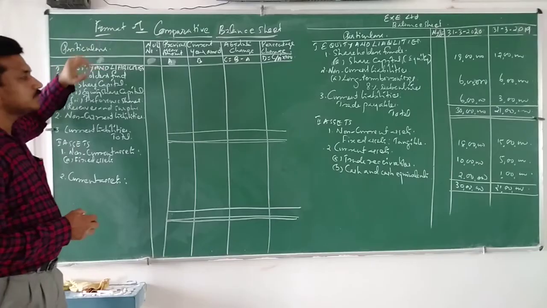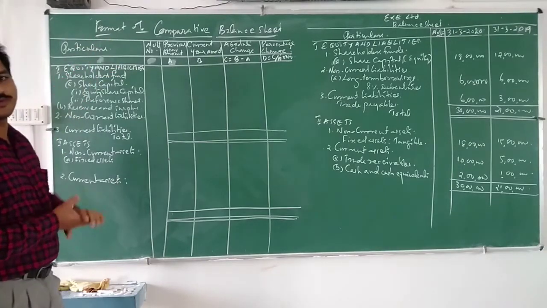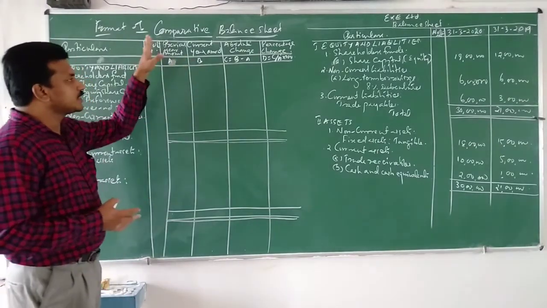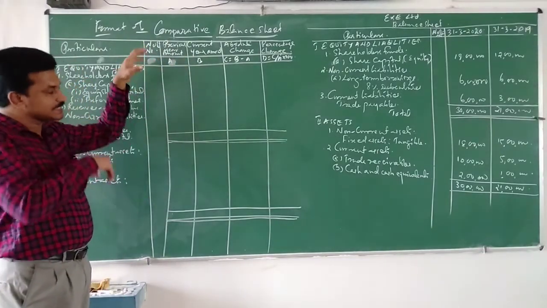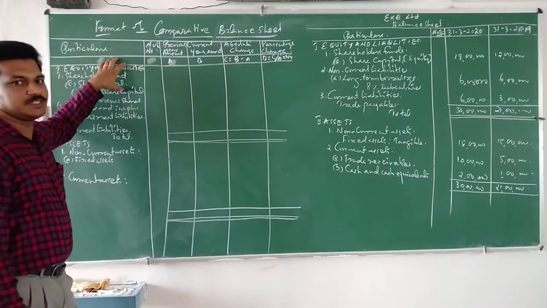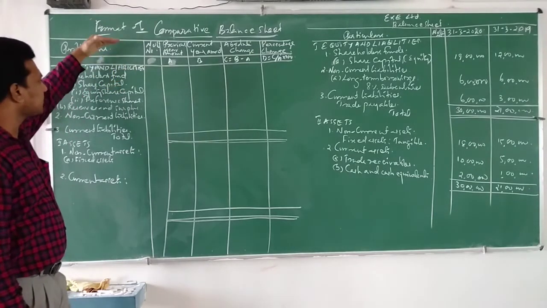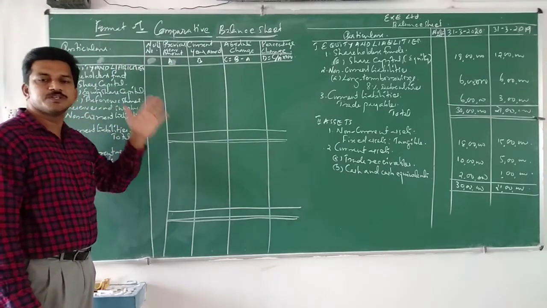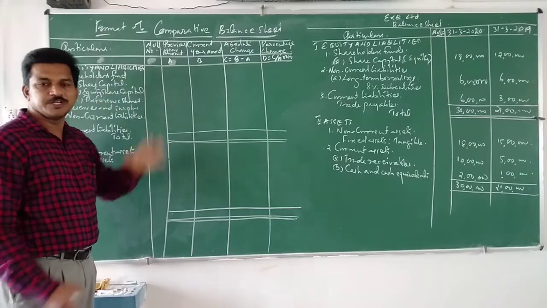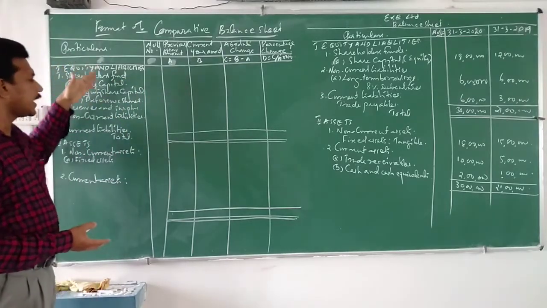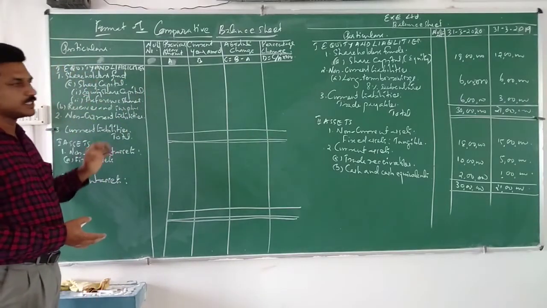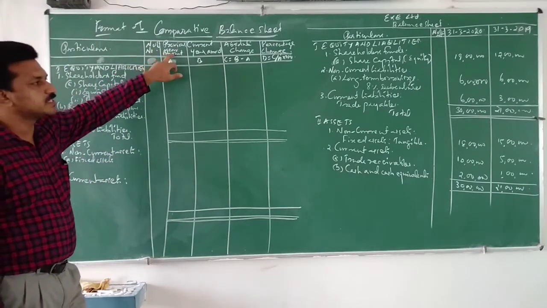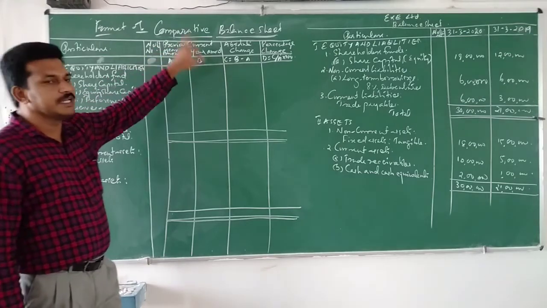Okay. This is the format of comparative balance sheet. The format is the same as a balance sheet. Since it is a balance sheet, you have to write the particulars column exactly like the format of the balance sheet which we studied in the previous class. You can see that video also. That is the particulars column. Then note number, previous year amount, then current year amount.